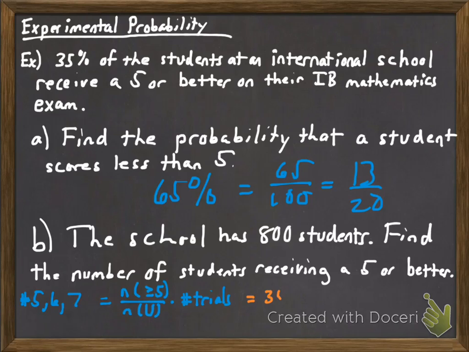Now, we already know that the probability of a student receiving at least a 5 is 35%, and we're going to multiply that by the number of trials in our experiment, which is 800 because there's 800 students. So that'll be 0.35 times 800. And that's 800 students. All right.